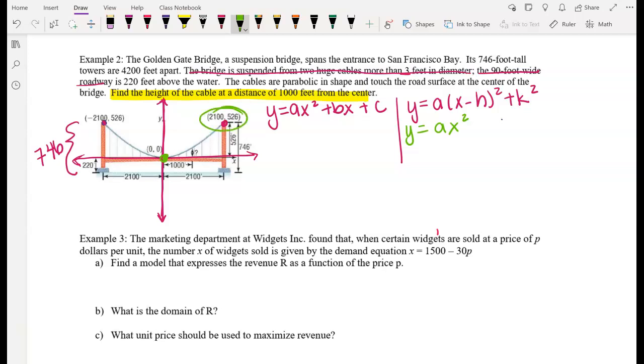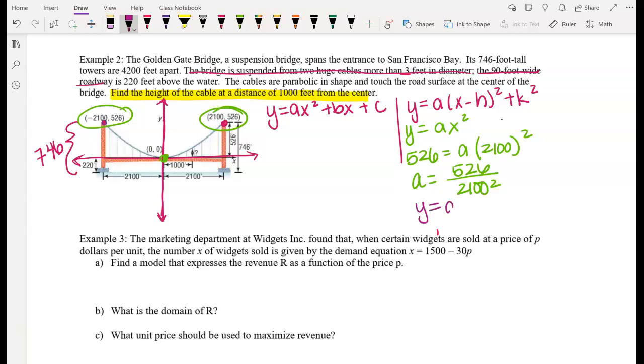So we are going to go in and use one of these ordered pairs. We can use the right ordered pair or the left ordered pair. So x is 2,100, so y is 526, equals a times 2,100 squared. Divide both sides by 2,100 squared. So a is going to be 526 divided by 2,100 squared. It's not the end result, so I don't need to simplify this yet. I'm just going to fill that in my equation. y equals a, which is now known, 526 divided by 2,100 squared, times x squared.